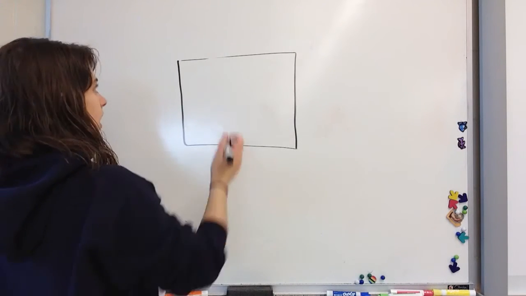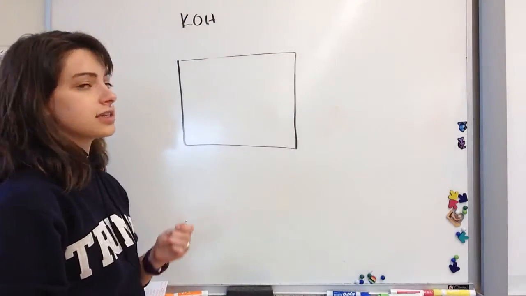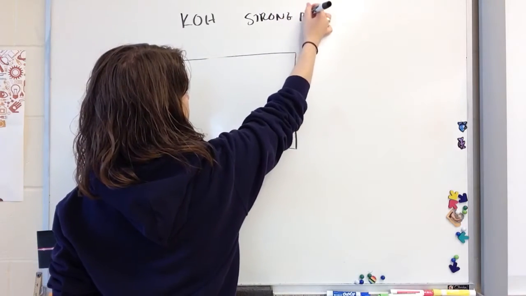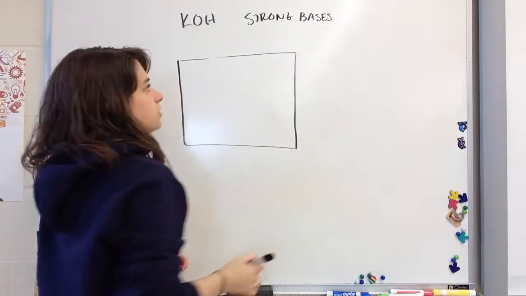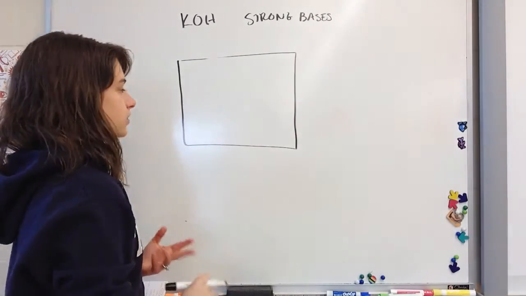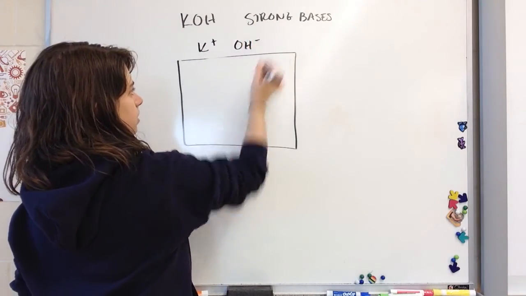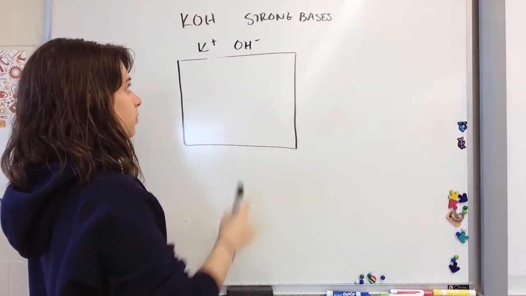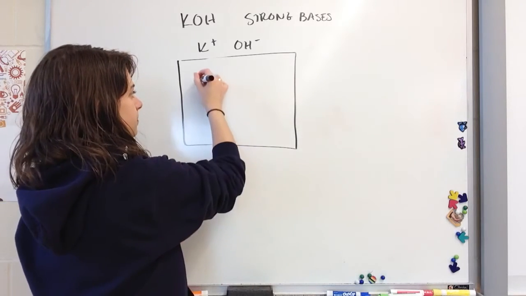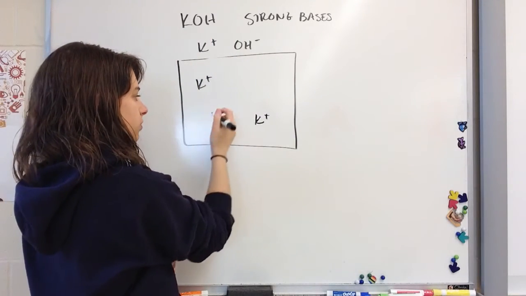So for my third example, I want to look at KOH, potassium hydroxide. Now, potassium hydroxide is on my list of strong bases. So that means it's going to completely dissociate, and it's also going to produce OH- or hydroxide. So we're going to see potassium ions, and we're going to see hydroxide ions, or OH minus. We're not going to see any potassium hydroxide because it completely dissociates because it's a strong base. And again, these are going to be in a 1-to-1 ratio because they're in a 1-to-1 ratio in their formula.